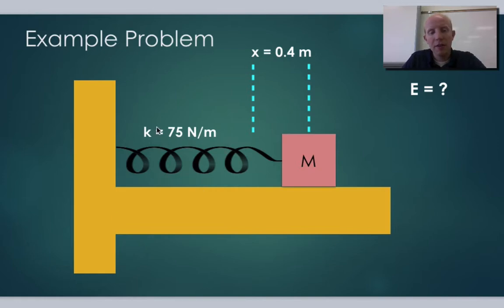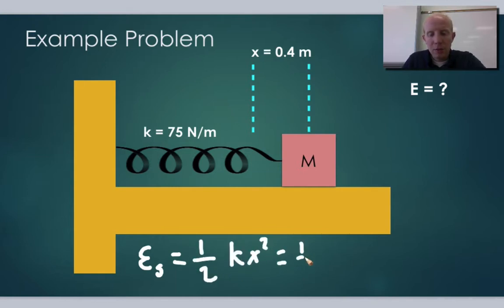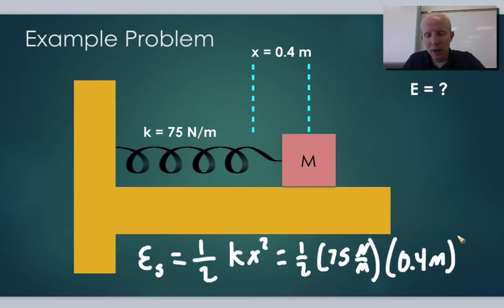So let's say you have a K value of 75 newtons per meter. You have a displacement of 0.4 meters. How much energy is stored in the spring? Well, all you've got to do is say, I know my equation is that the energy in the spring is 1/2 kx squared. That will be 1/2 times 75 newtons per meter times 0.4 meters squared.